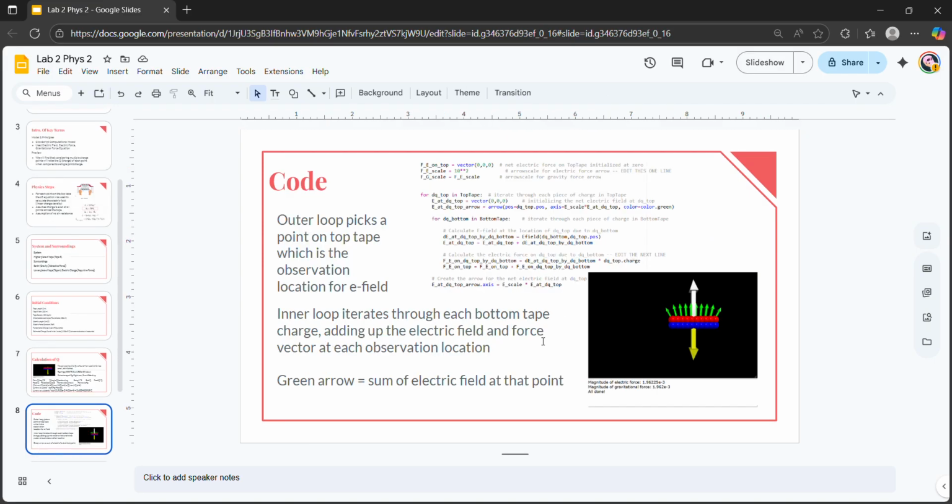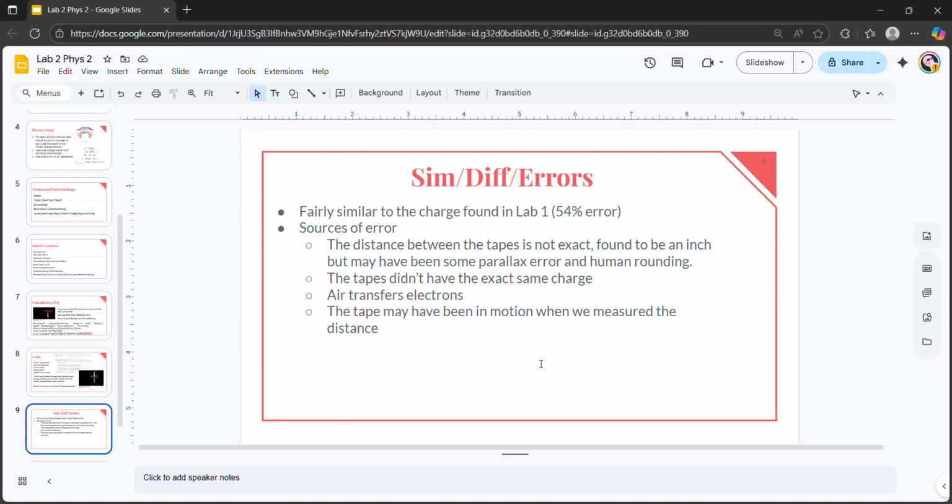it works. Great. All that's going on in the code is that the outer loop picks a point on the top tape, it's our observation location for the E field, then the inner loop iterates through each of these bottom points and calculates the force acting on it by combining all the vectors, and the green arrow is just the sum of those vectors.